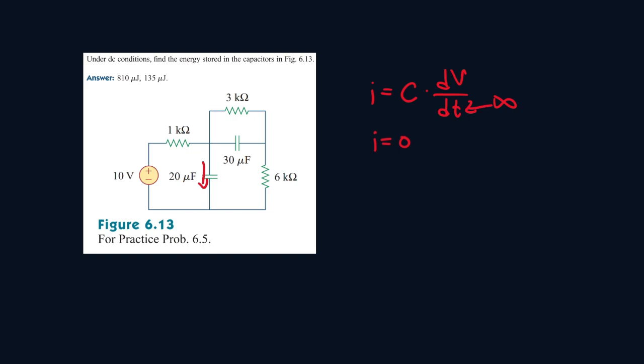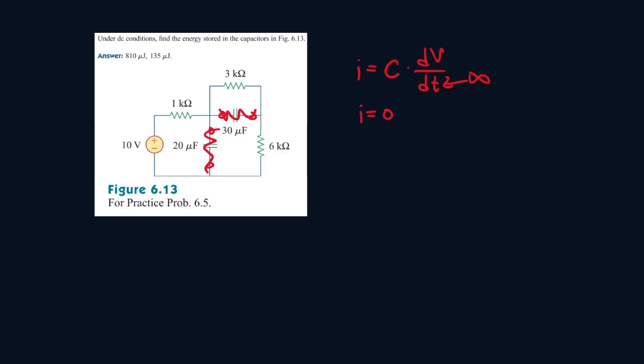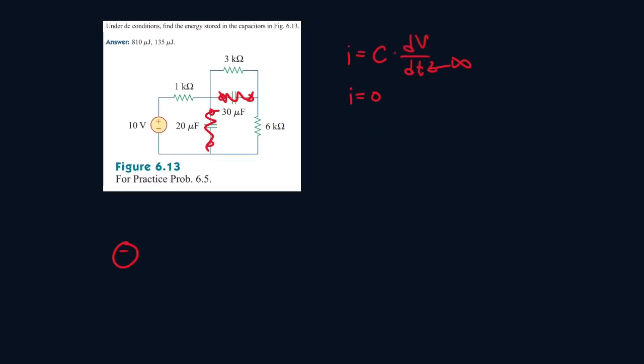So that means the current passing through here and here is 0. And that means we can put an open wire here, okay? So we can pretty much ignore these two parts of the circuit. So now the circuit looks like this. Okay, so this is 1000 ohms, 3000 ohms, 6000 ohms, and this is 10 volts.